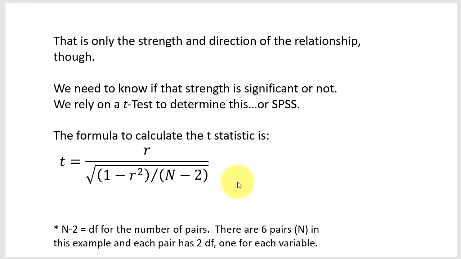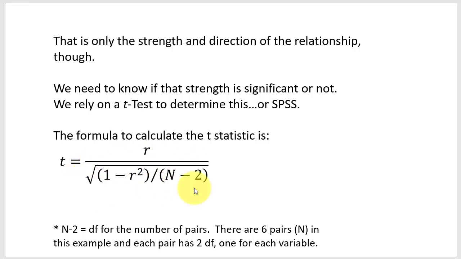And you wonder why 2? Well, it's because each variable has a certain number minus 1. So if you have 2 variables, you need to subtract 2 degrees of freedom, 1 for each variable. So if you have 6 pairs, that comes from 2 different variables. That means you take the 6 pairs minus 2, and that gives you your degrees of freedom.